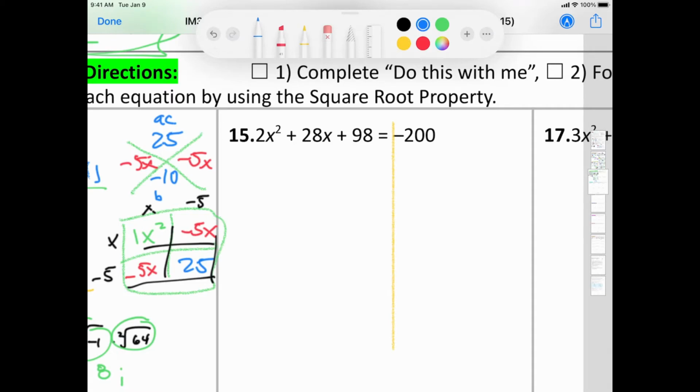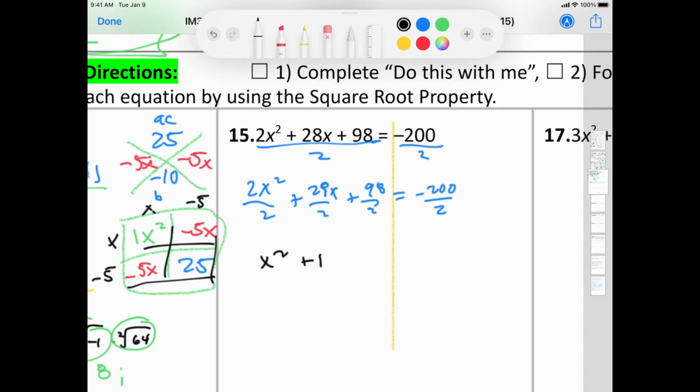All right, all these are divisible by 2. So one way of thinking about it is that dividing both sides by 2 is the same thing as this. I'm writing it out so you can see it. This would leave you with just x squared plus 14x plus 49 equals negative 100.